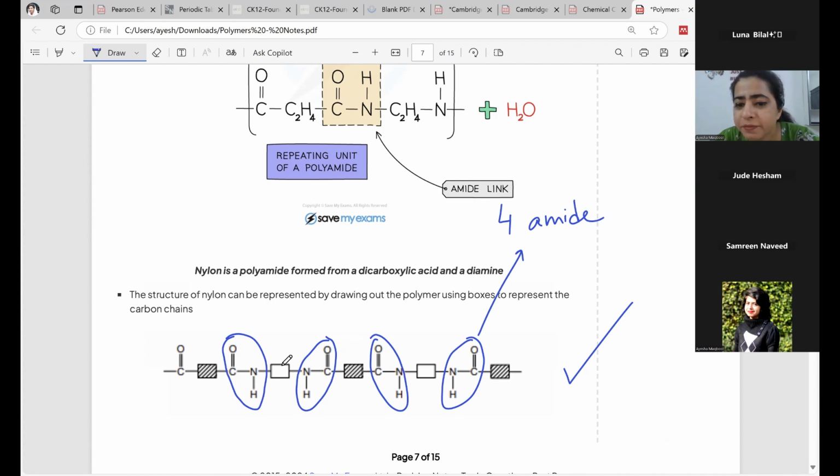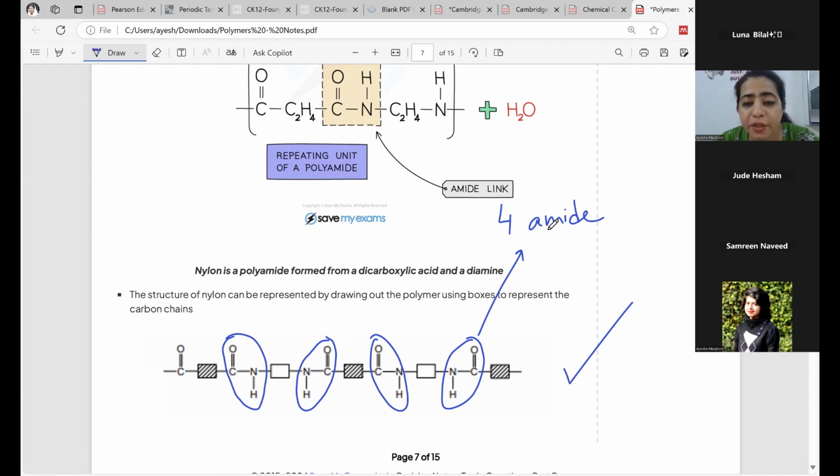We don't know. So both boxes are different. When they're coming from 2 different monomers, we will make 2 different boxes. One shaded, one unshaded, like this, to just differentiate that this box is from monomer 1, then monomer 2, then monomer 1, monomer 2, like this.